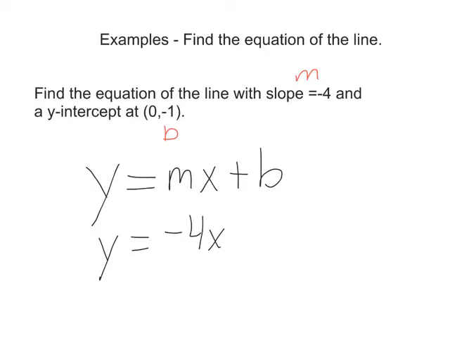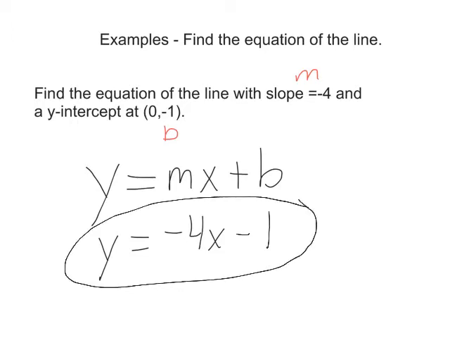Since it's plus b, that's going to be minus 1, and then I don't have anything else to do. I don't have to rewrite anything or simplify anything. It's written in the form we want it in, so we're done. All right, let's try another one.